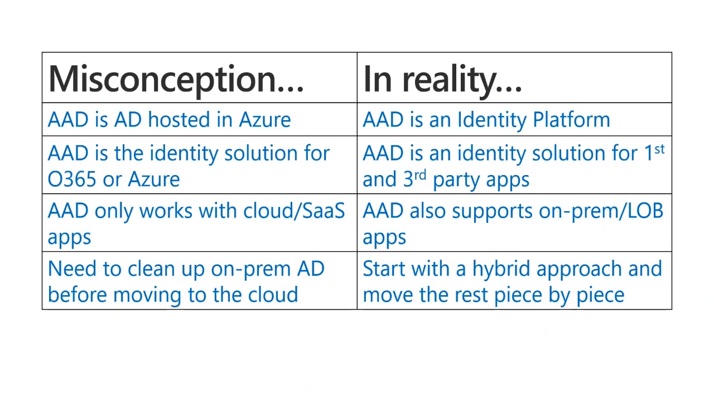In most cases, we can start in a hybrid approach so that you have your on-prem system side by side with Azure AD. And then you can move scenarios and workloads piece by piece as you go. So you don't have to do a big bang and abandon your on-prem AD, which is not true for most of the customers today.